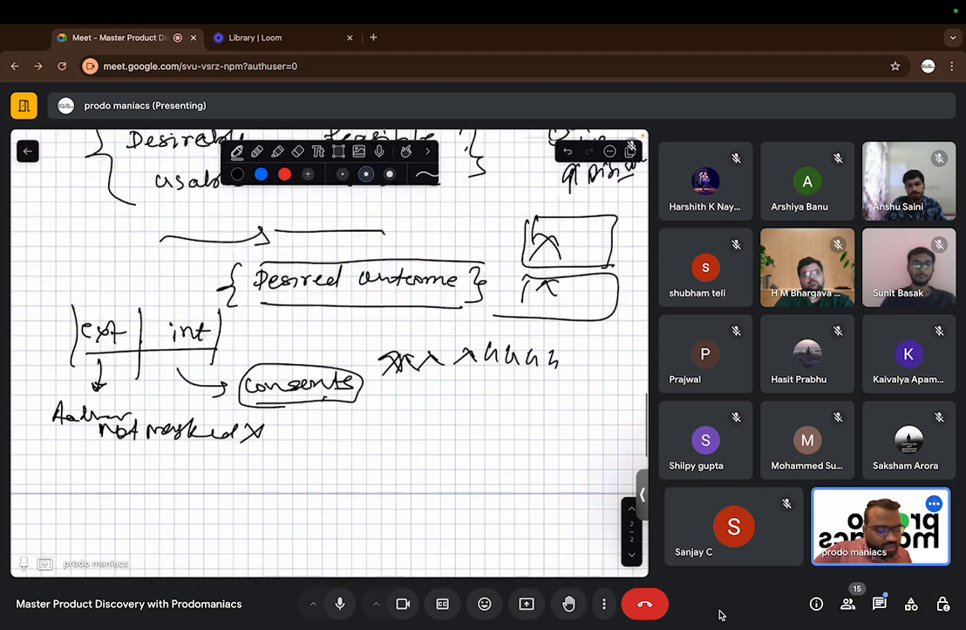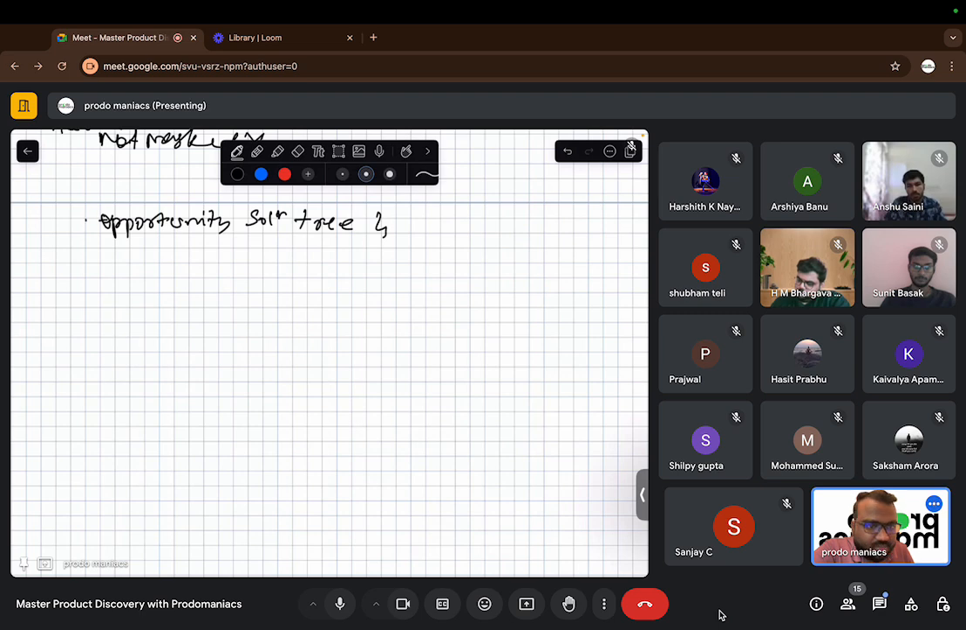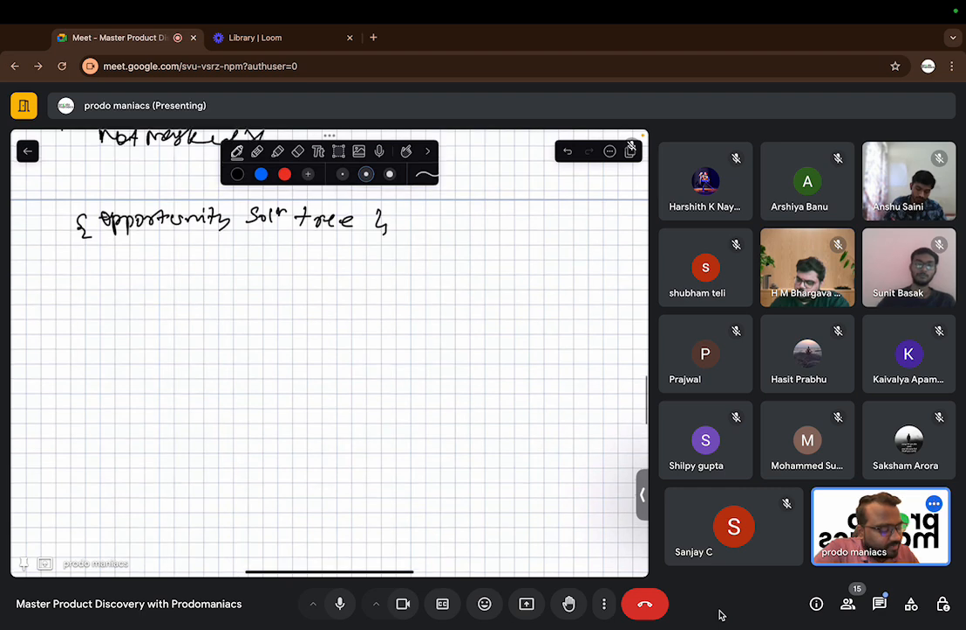Coming back, now we are talking about desired outcomes, which is what we try to understand, and there is something called the opportunity solution tree. Have you guys heard of it? It's just like any other framework which you use, and I wanted to talk more about it because people call it a modern product discovery method.